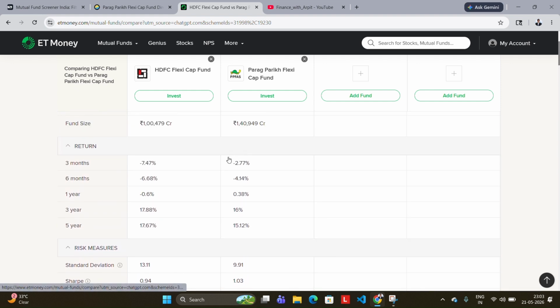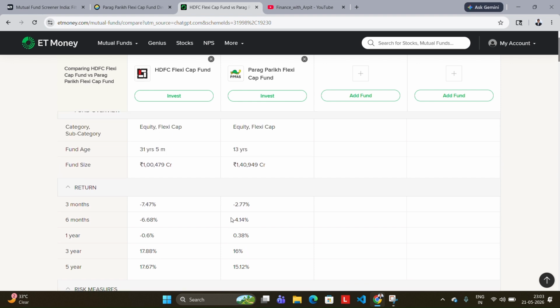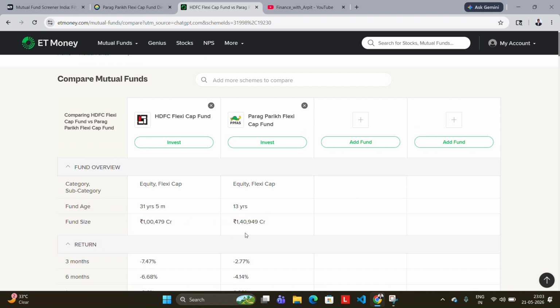Okay, here are the returns for 1, 3, 5 years, 3 months, and 6 months. As you can see, the HDFC fund is highly volatile, from minus 7.48% to a highest of 17.88% in the 3 year, while the other ranges from minus 2% to 16%. That is a lesser deviation here. And the fund sizes of both are very huge, so it's not like they will just shut down tomorrow.